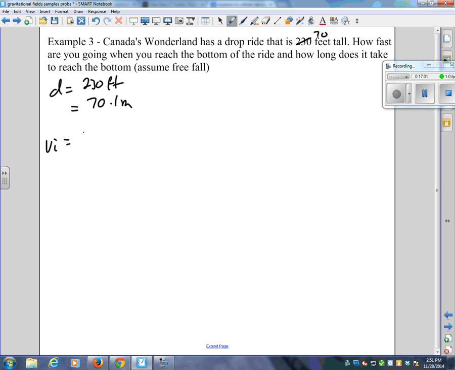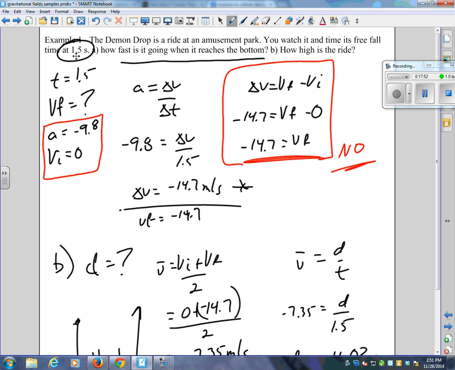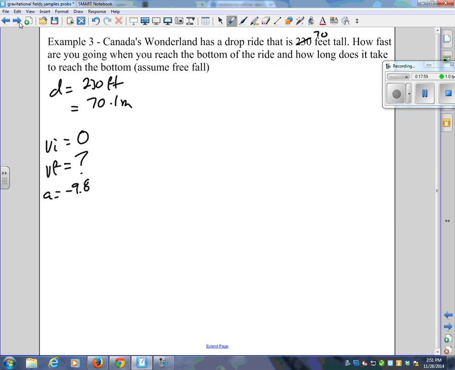Is the initial velocity 0? Yes. We are solving for VF, unknown. Our acceleration is minus 9.8. Alright, got it. Now, what's different about this one from example 1? In example 1, I gave you the time. I didn't give you time here. In fact, I asked you to find time. So you're given one less thing.